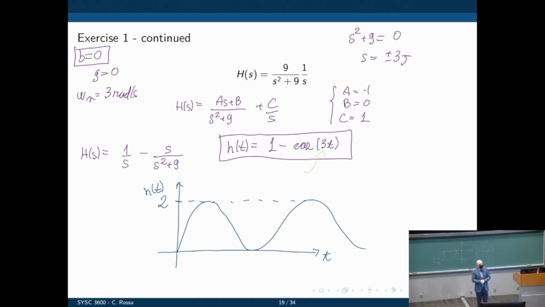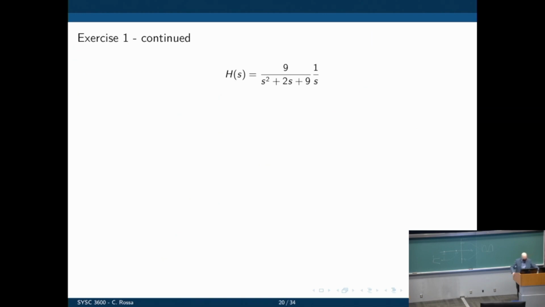Any questions? No? Okay. So if there are no questions, let's do now the case where b equals 2.